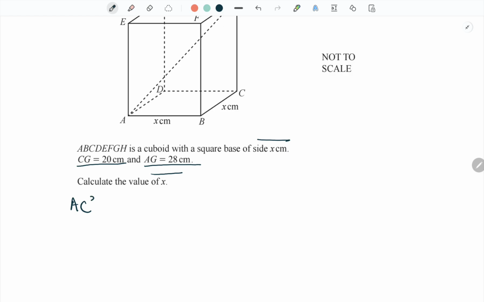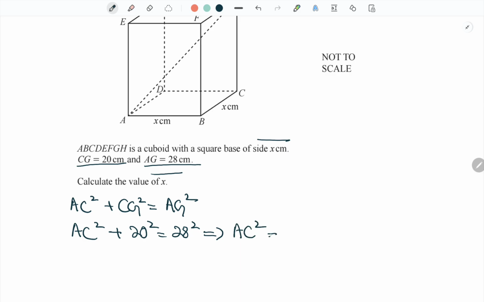So AC square plus CG square equals AG square, right? What is the CG we have? That is 20, so 20 square, and AG is 28 square. Now 20 square is 400, right? And 28 square is 784. So AC square equals 784 minus 400, so we get 384, right? So this is the AC square.